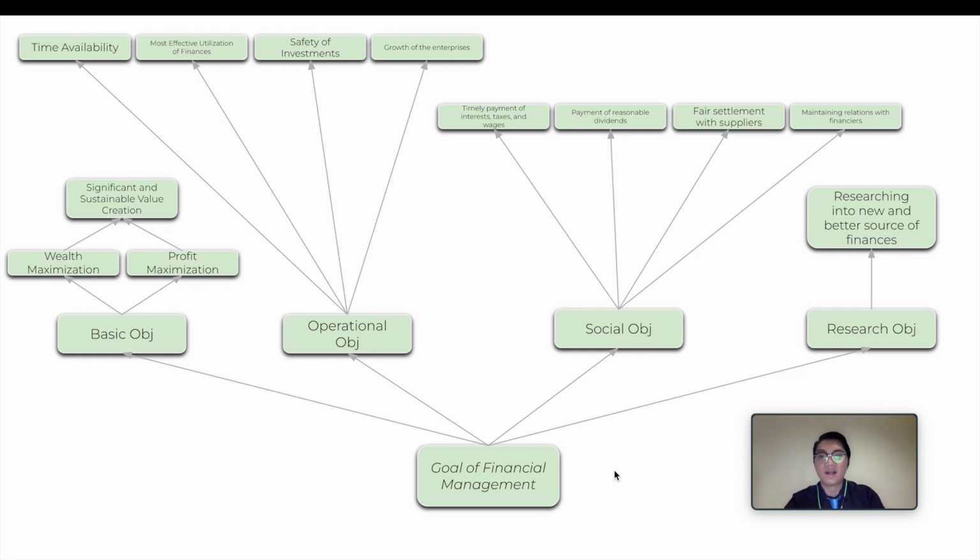The second one is about the operational objectives that aims for the time availability, the most effective utilization of finances, the safety of investments, and the growth of enterprises. The third is about social objectives for timely payment of interests, taxes, and wages, payment of reasonable dividends, fair settlement with suppliers, and maintaining relations with financiers. The fourth is the research objective, which aims to research new and better sources of finances.